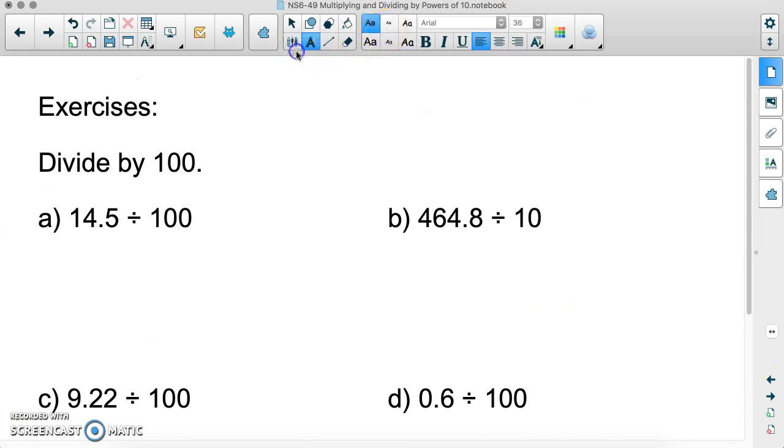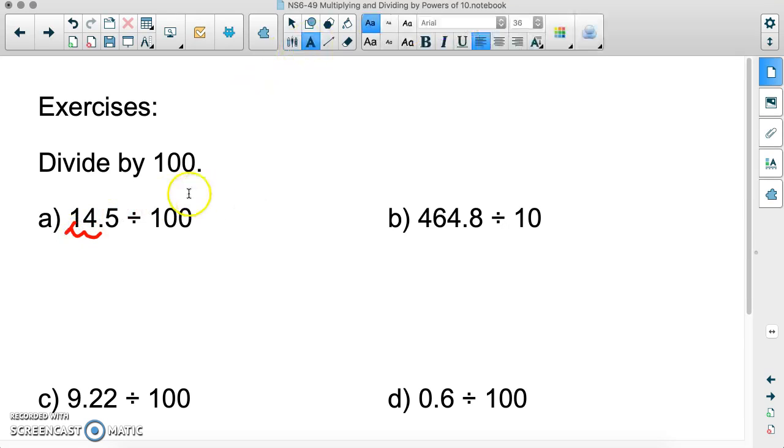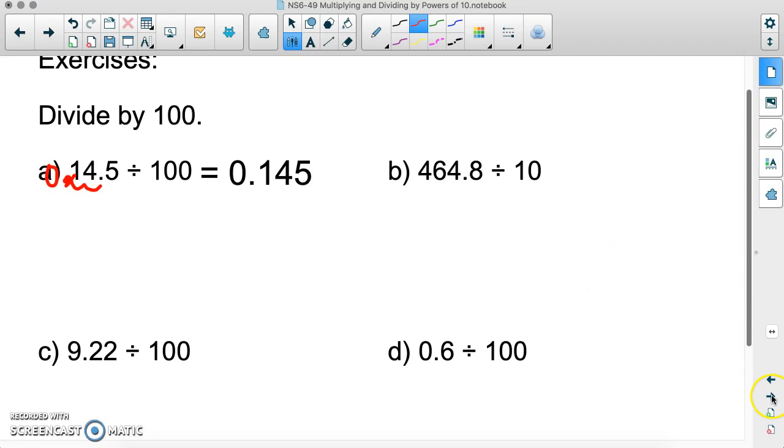So let's complete these exercises. Let's do A together. So if I'm dividing by 100, I'm going to move it 2 places to the left. So I'm going to end up with 0.145 because my decimal is going to end up here. I need to put that 0 placeholder in the front. I want you to try B, C, and D on your whiteboards, and then you can resume your screencast when you're finished.